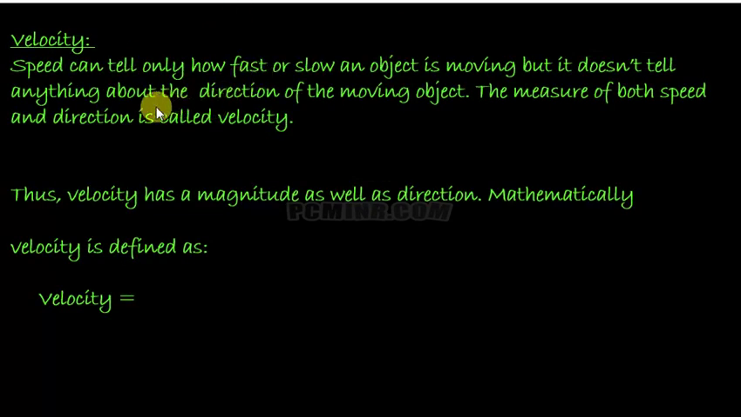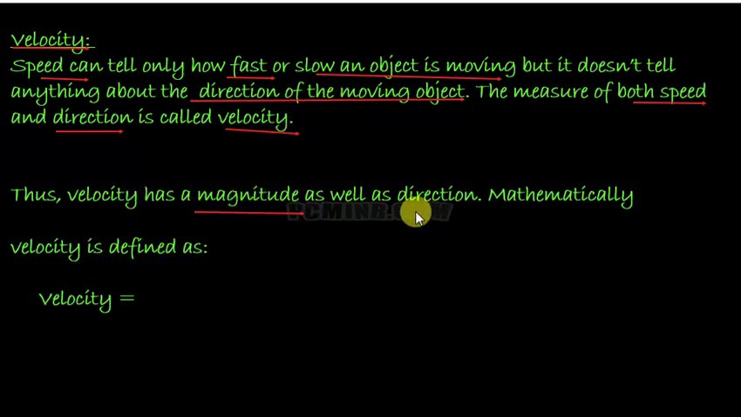Now we move to the next important parameter, and that is velocity. Now the speed can actually just tell us how fast or how slow an object is moving, but it doesn't tell us anything about the direction of the moving object. So when we measure both the speed and the direction, it is called velocity. So velocity, we can say, has a magnitude as well as a direction, where speed has only the magnitude and no direction. So mathematically, we define velocity as speed plus direction, you can say.